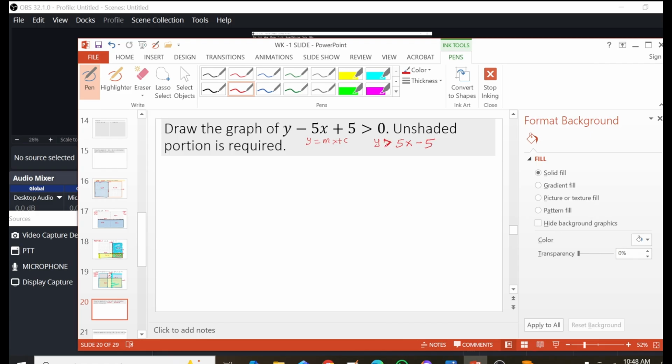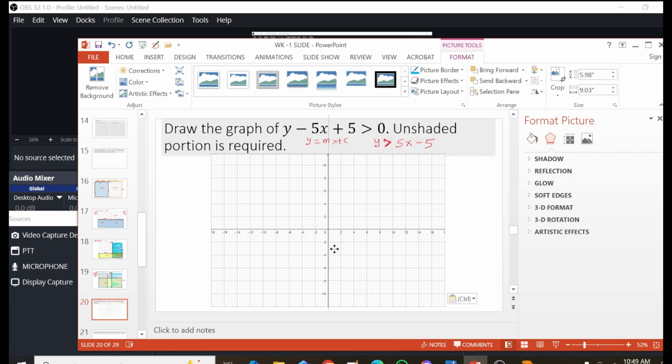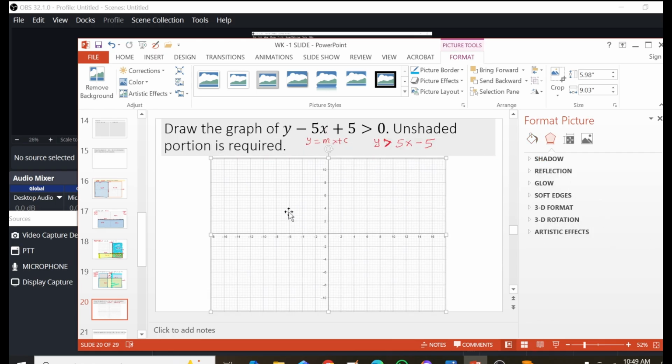Since what I have here is greater, how am I going to plot this graph? This is how to plot the graph. You come here, you put your graph. For example, this is our graph. In this graph, I have y greater than, and I've written it in the standard form of the equation of a line, y greater than 5x minus 5.